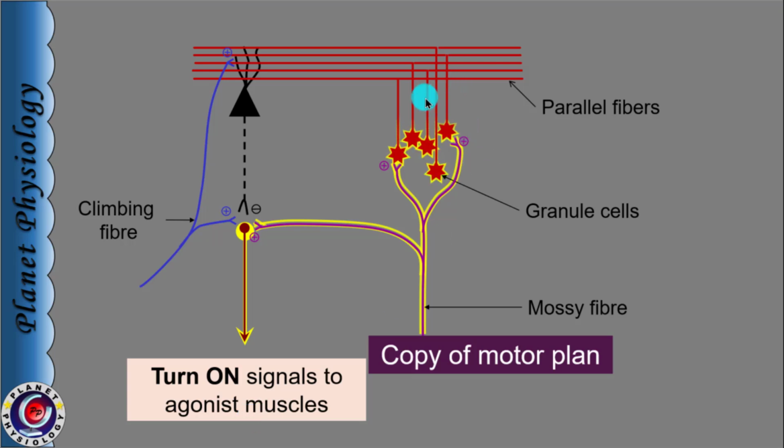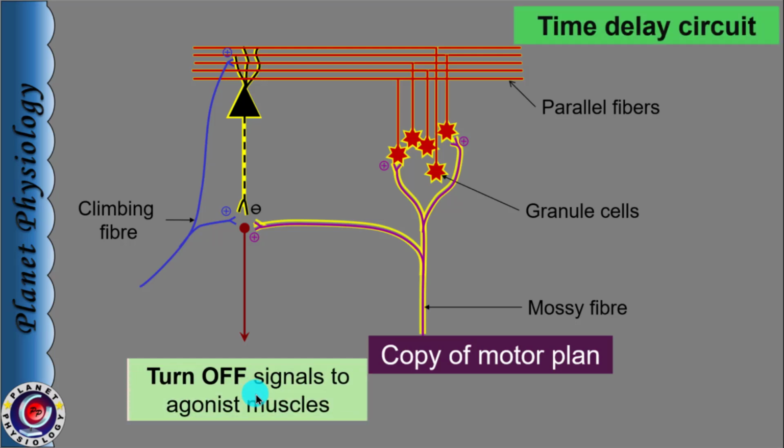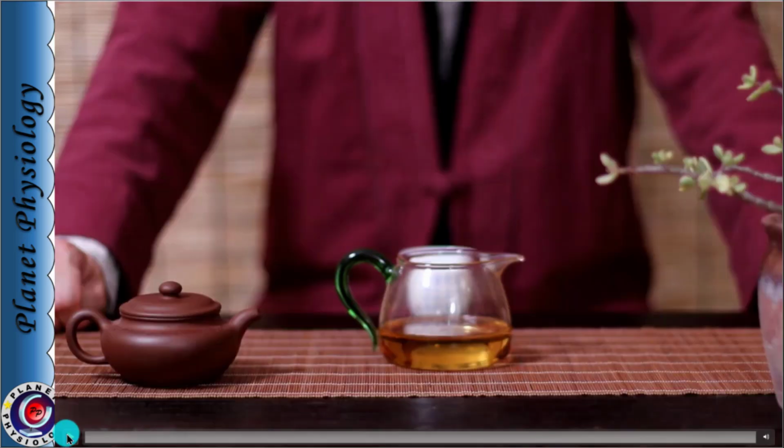Signals via the granule and the Purkinje cells lead to delayed inhibition of the same deep cerebellar nuclei. This time delay circuit provides turn-off signals to the agonist and turn-on signals to the antagonist, precisely terminating the movement at the intended point. Let's understand this function with a simple example.